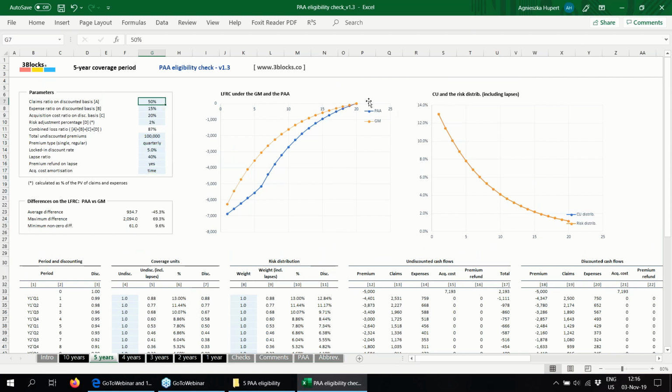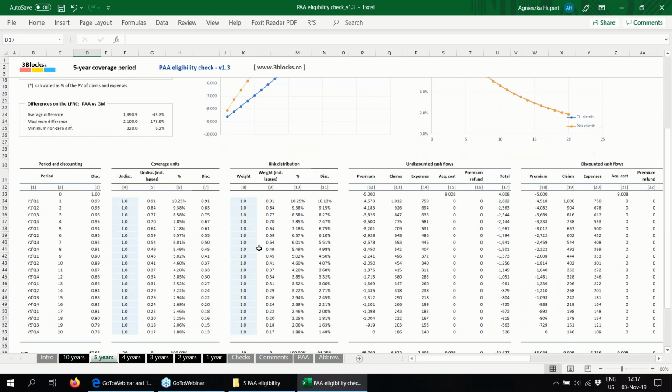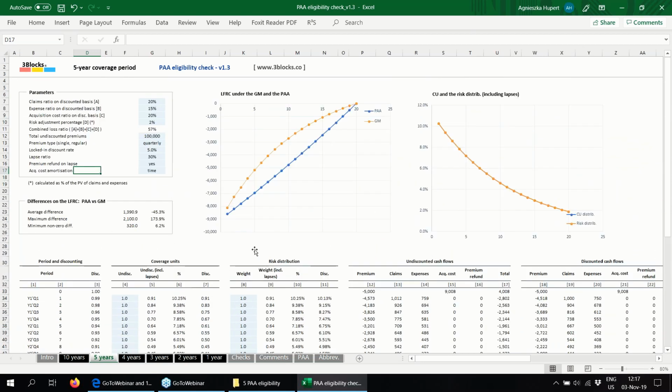We can also change some parameters to see if that difference can be reduced to zero. But from what I observed playing with the numbers, it cannot actually be brought back to zero because of this misalignment between the amortization of acquisition cost in the two models. It can be reduced by choosing different parameters, but there will be a difference. Okay, so from my side, that's all I wanted to show you. I encourage you to download it from our website and play with it a bit.